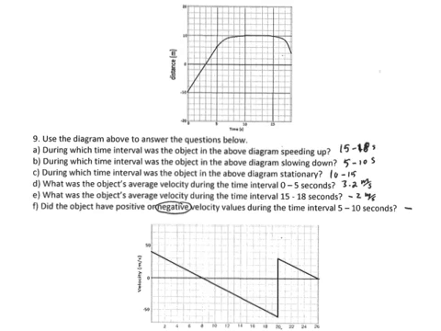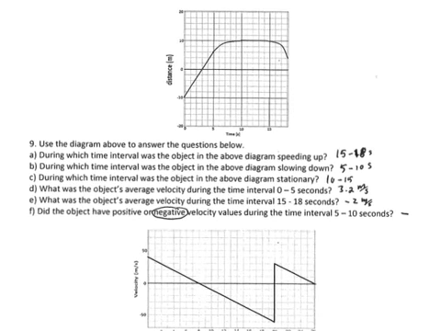Okay, let's see, during which time interval was the object speeding up? If you're speeding up, that means you have an acceleration that is causing a steeper slope. You might be tempted at first to choose this one here, but that's actually going towards a flat slope, where at here it's 0.